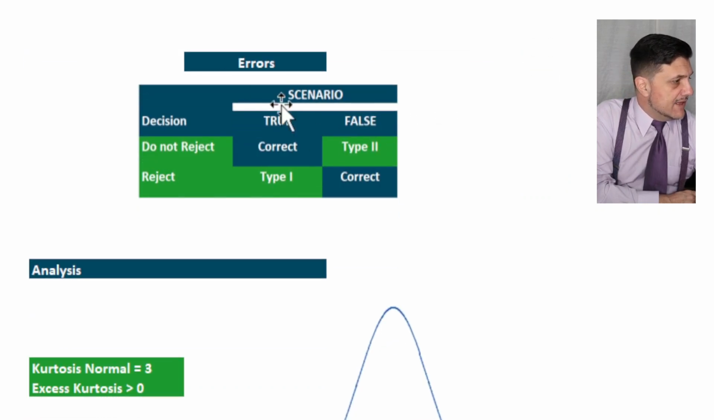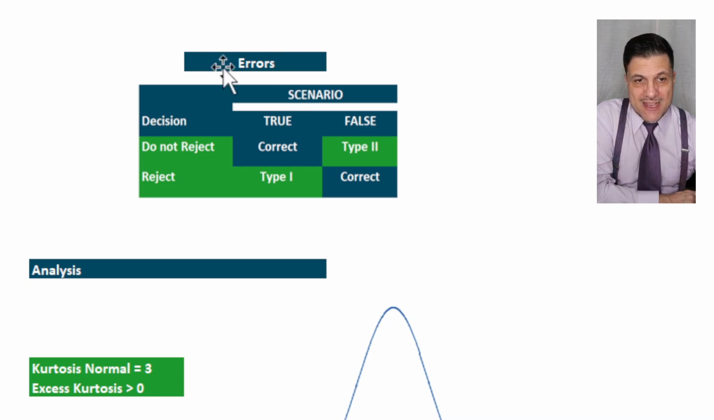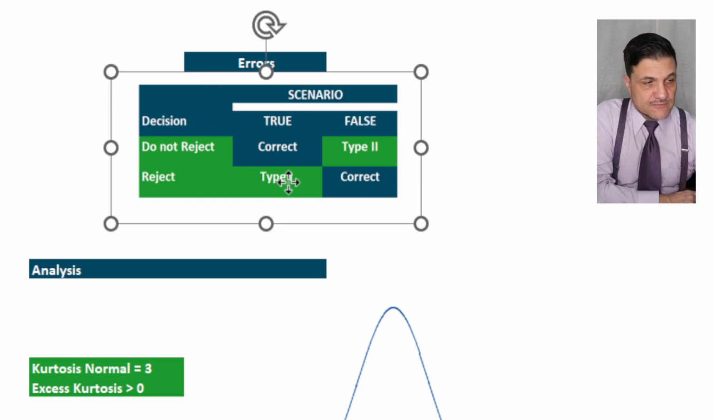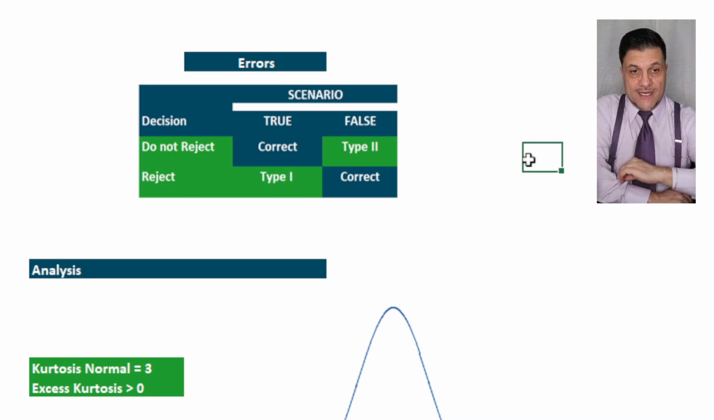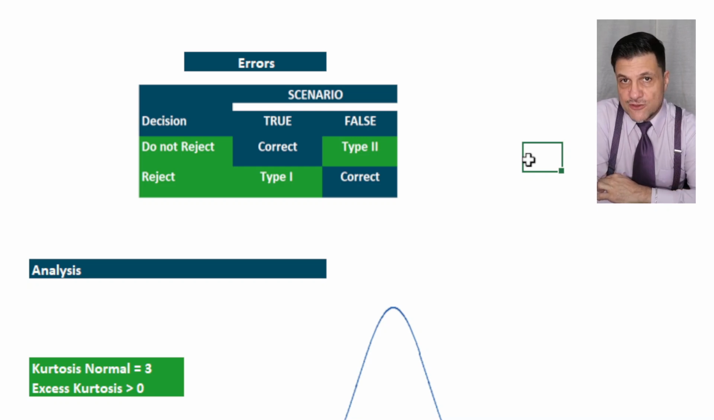All right, let's talk about errors. Very simple here. So, what is an error 1, and what is an error number 2? Error 1, it's reject when it's true. Error 2 is fail to reject or do not reject when it's false.